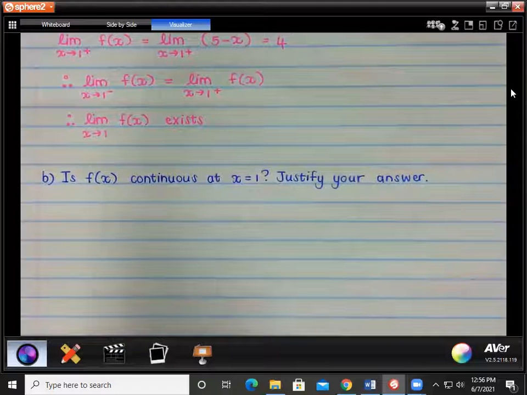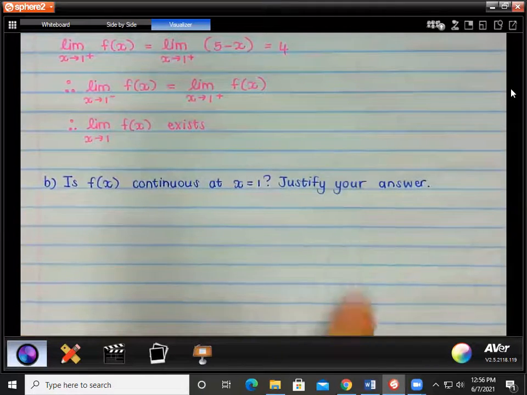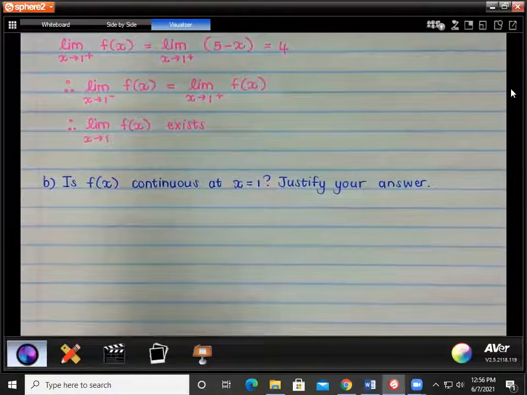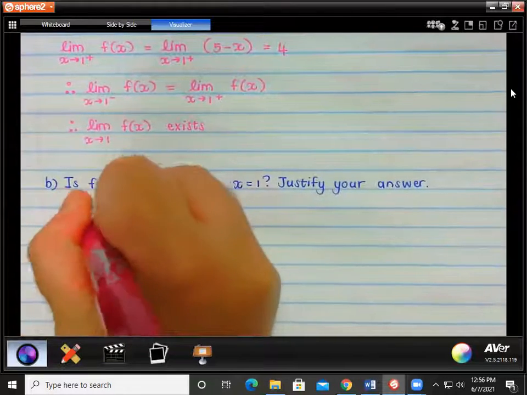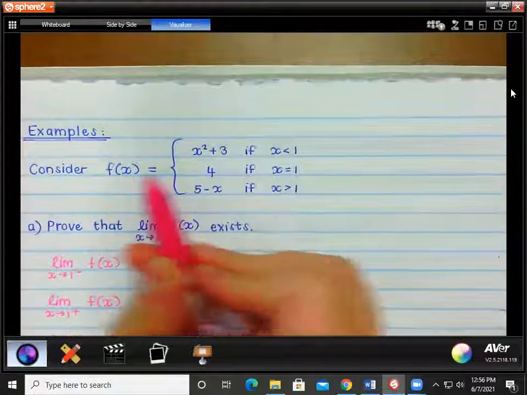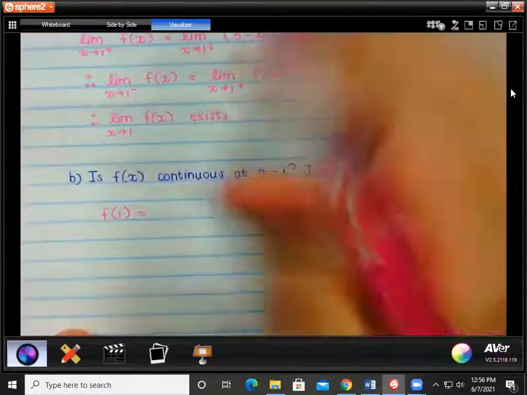Now, guys, continuity, it's those three things that must be equal. Now, in A, we've already proven that two of them are equal. All right? So all that we still need to do is prove that f at 1 is equal to the same value, which is 4. All right? And isn't it? Yeah. Right? So when x is equal to 1, it is equal to 4.